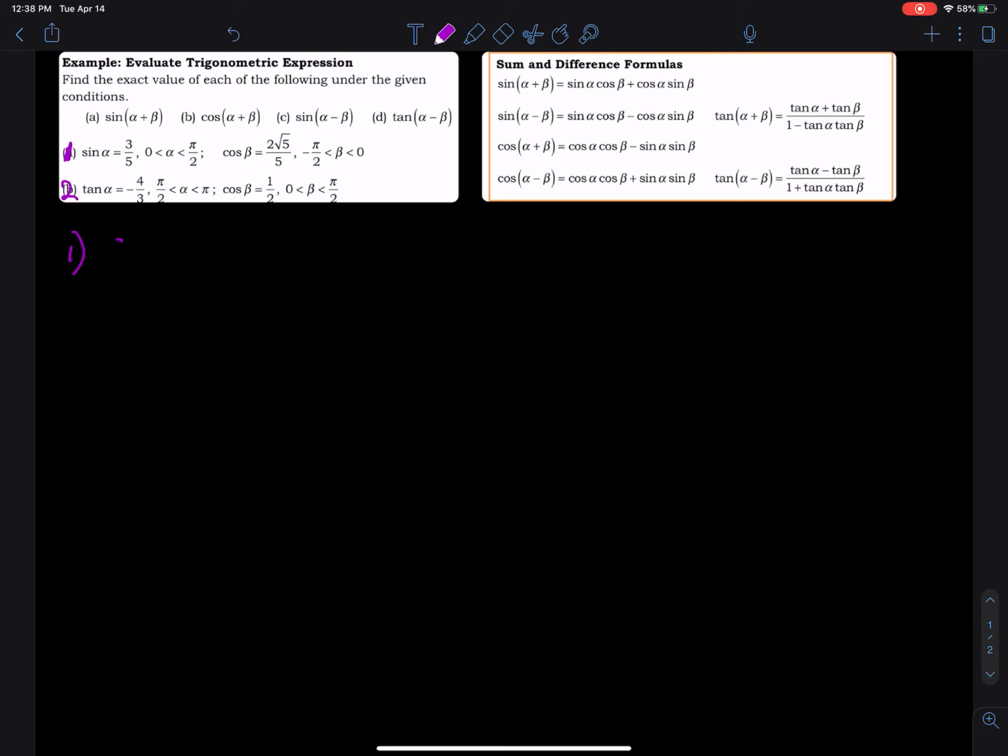So number 1, I have sine alpha equals 3 over 5, and alpha is between 0 and pi over 2. So 0 and pi over 2, that is in which quadrant? That is in quadrant 1, where x and y are both positive. So we are going to draw a coordinate plane, and then positive, comma, positive represents x, comma, y.